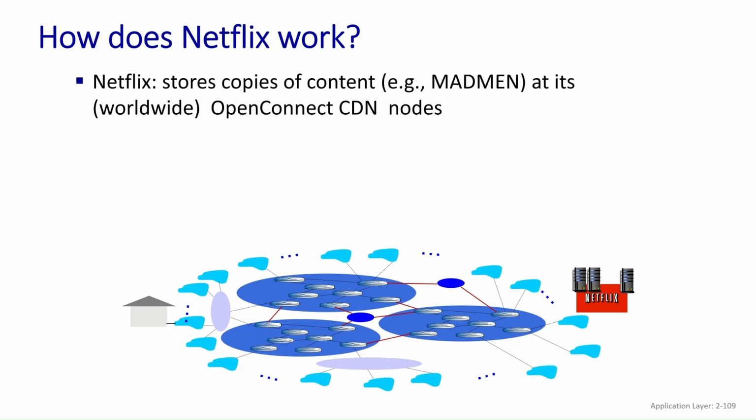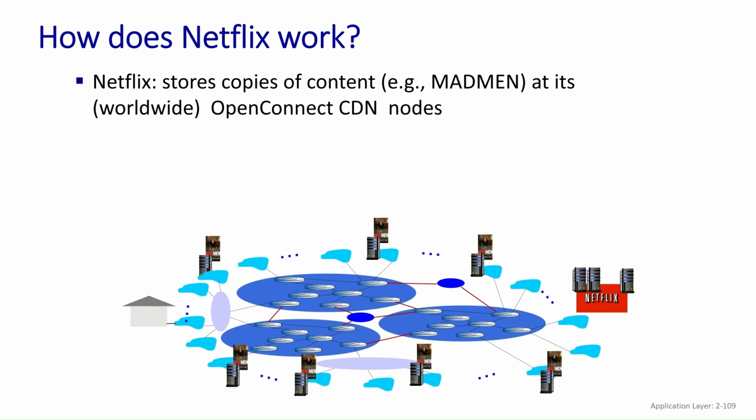Netflix has these Open Connect CDN nodes, right? What Netflix does is store copies of the content. For example, I want to watch the show Mad Men, and what Netflix has done is store copies, the chunks of Mad Men encoded at different rates, placed at different CDN servers worldwide.